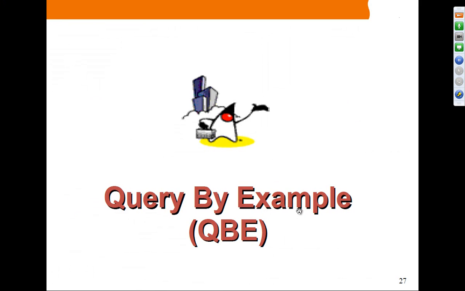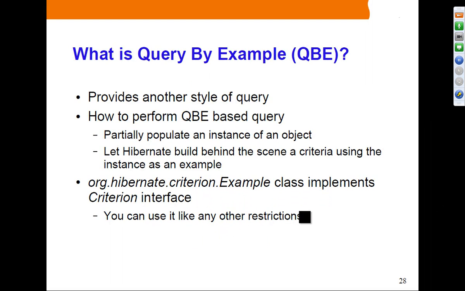Next topic is query by example. This is another style of Java-based query. You create an object instance and populate the properties of that instance, and then Hibernate will create a criteria underneath using that instance as an example. You're going to use the Example class, org.hibernate.criterion.Example. It actually implements the Criterion interface as well, so this is like a restriction.